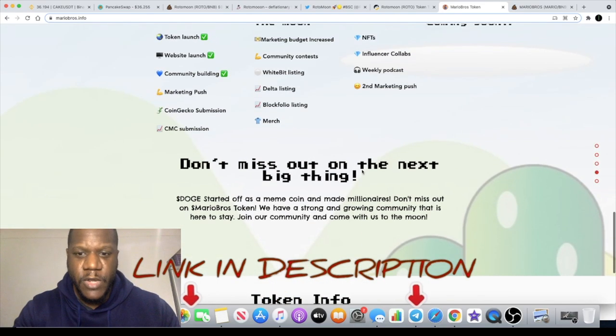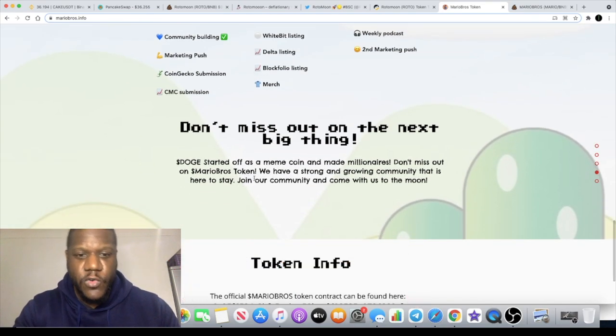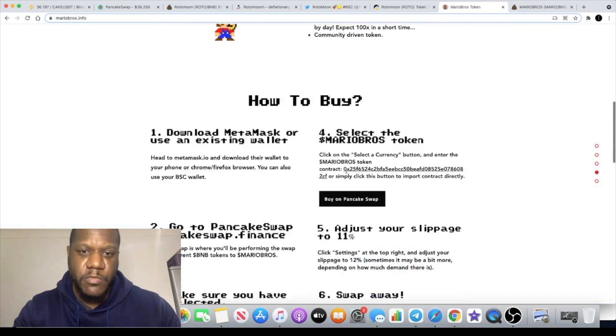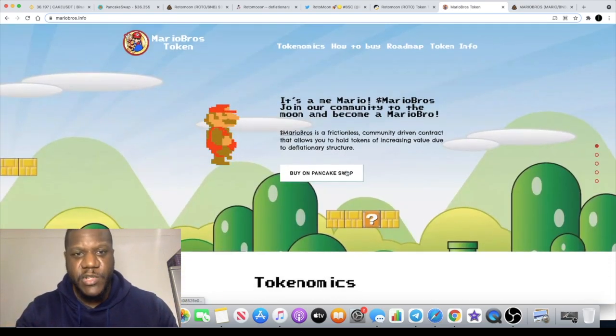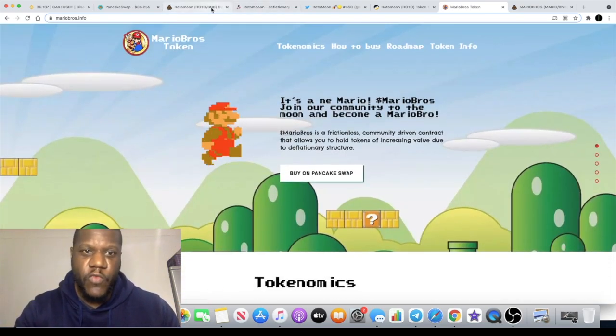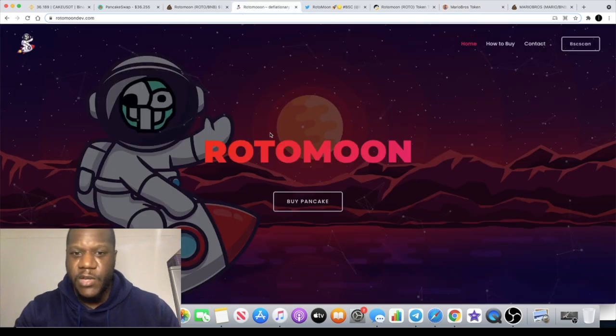They've got a statement here that says Dogecoin, of course, started off as a meme coin and made millionaires, so don't miss out on Mariobros token. We have a strong and growing community that is here to stay. Join our community and come with us to the moon. Okay, so I want to show my support for this project. I want to show my support for Rotomoon, for their charity work and what they're doing.